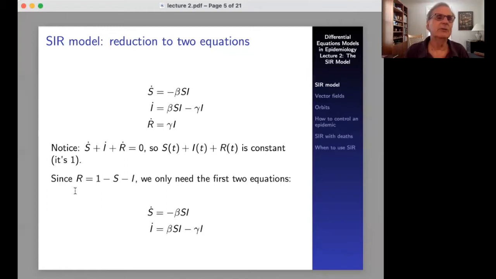So we can always recover R from S and I. R is 1 minus S minus I, since they add up to 1. So we will only use differential equations for S and I. We don't need a differential equation to recover R. So S dot and I dot are the first 2 of these differential equations. This time we don't even need to make any substitutions.